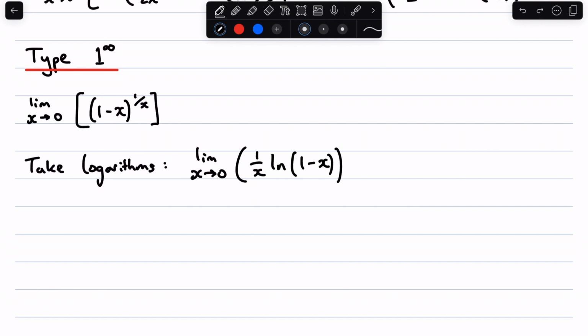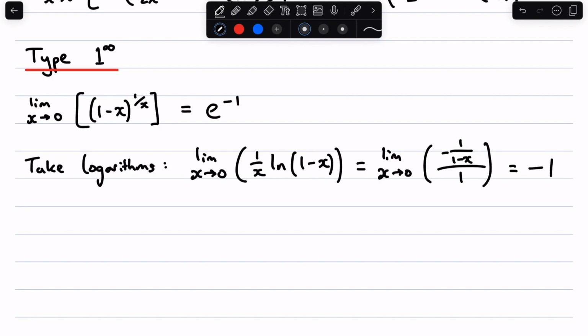We use L'Hopital's rule. So we can differentiate, and we'll get the limit as x tends to 0 of minus 1 over 1 minus x, which is the differential of ln 1 minus x, all divided by 1, because 1 over x is just going to become the 1 over 1. And then this will become just minus 1. As x tends to 0, we're just going to have minus 1 over 1. And so as we've worked out the logarithmic case, we can then undo this, and we can see that this will actually be e to the minus 1.